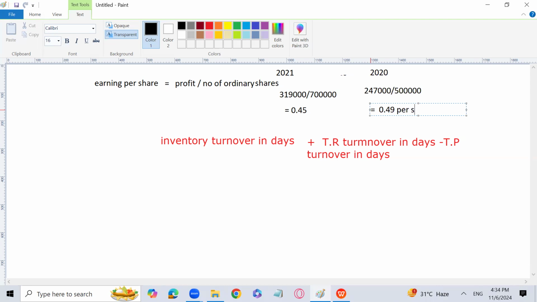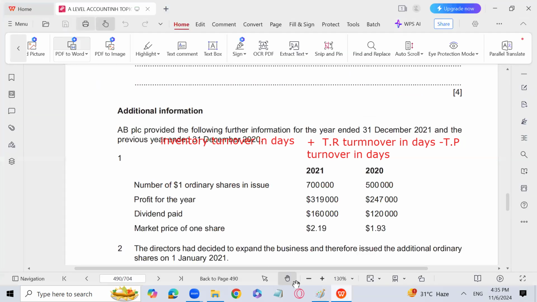0.49 per share. So the earning per share was 0.45 in 2021, but in the past it was 0.49. So we are generating less profit per share in 2021 in comparison to 2020. Earning per share has decreased by 0.04 in the next year.